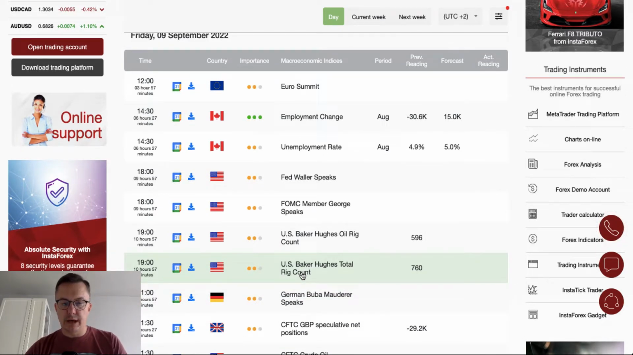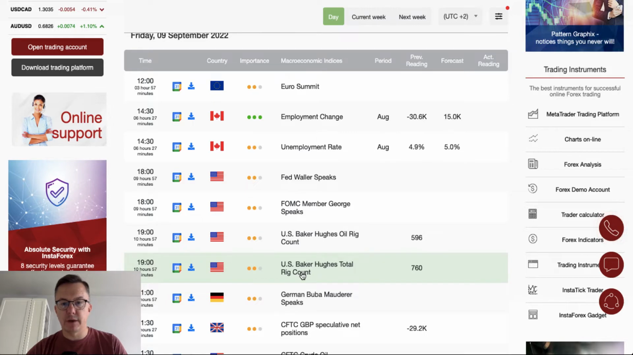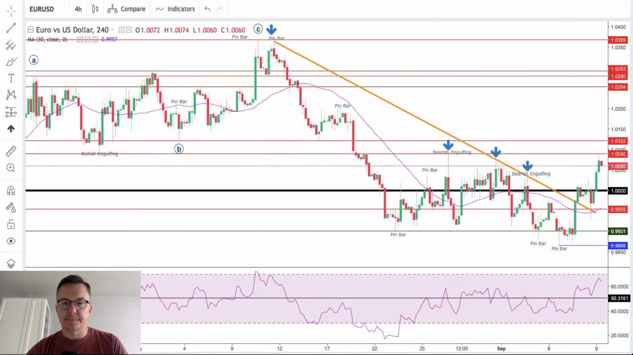So what do we have here? It's a very, let's say, non-event day almost, except the Canada. So not many fundamental triggers for the market participants. However, we should take a look at the charts. Let's start with the euro dollar.